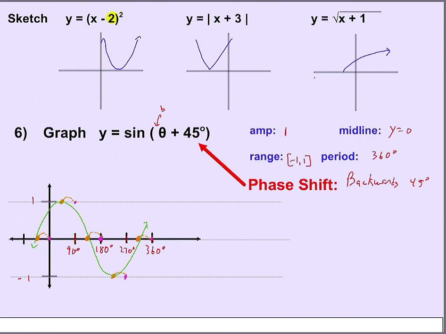So you can see how a normal sine curve, we expected it to start at the midline and go up from there. But with the phase shift, we started a little bit backwards.